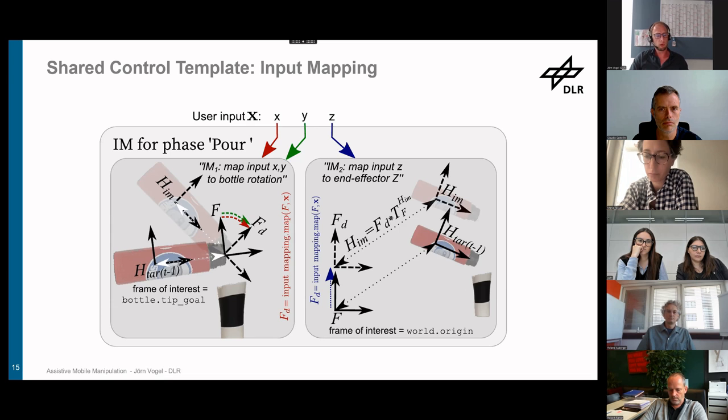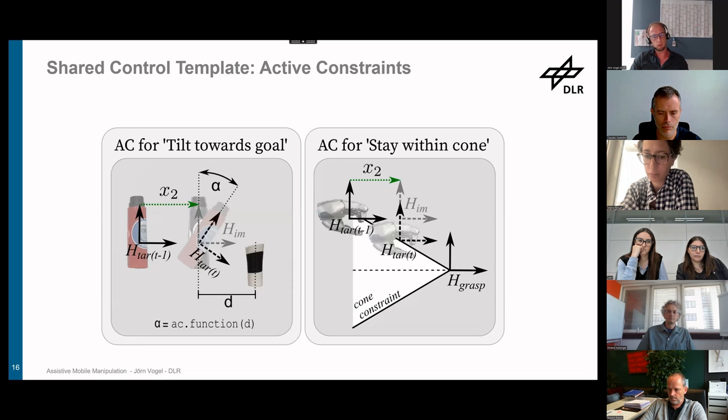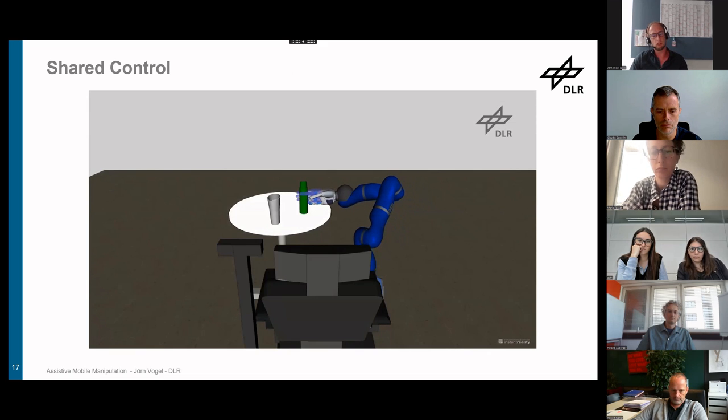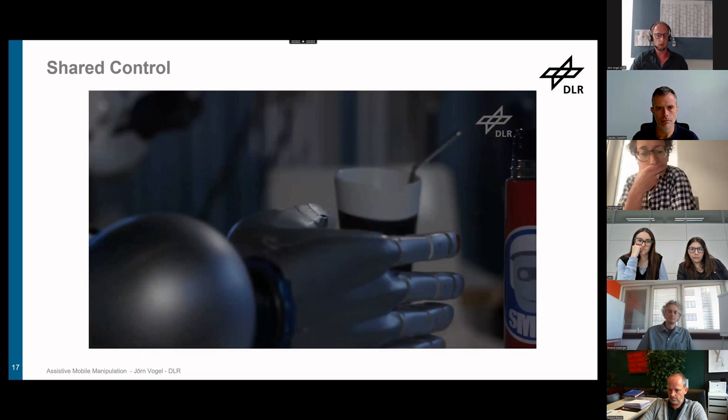Additionally, to provide support, we also have these active constraints, which can be, for instance, defining the rotation of the bottle relative to the distance towards the mug in a phase where you're further away from the object, or having a cone constraint to guide you towards the grasp frame that you need. And with this, we can basically provide support in activities of daily living. So the user only has to give commands roughly into the direction of the object they want to interact with to, for instance, grasp the bottle.